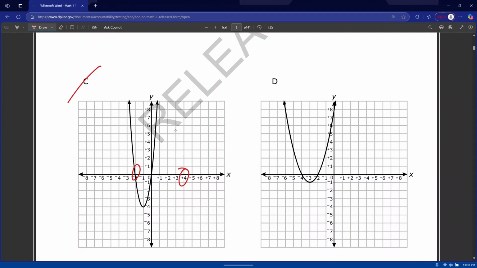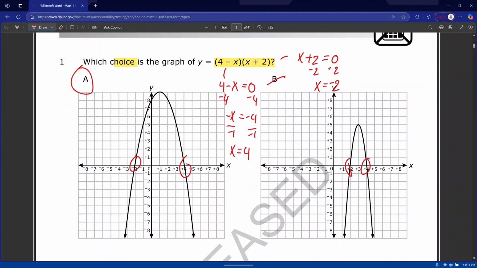We move on to D. We have a 4 and we have a 2, but they're both negative. We want only 2 to be negative. We want this 4 to be positive. So D is not the right answer, and we are left with A.